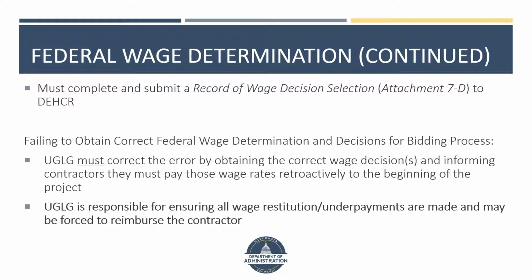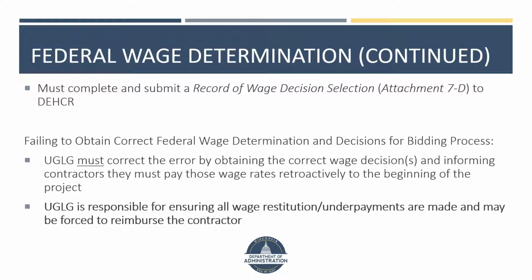Once you have determined which wage determinations and decisions apply to the project, submit the Record of Wage Decision Selection Form, Attachment 7D in the Implementation Handbook, to your assigned project representative. Your project representative will review the selection.